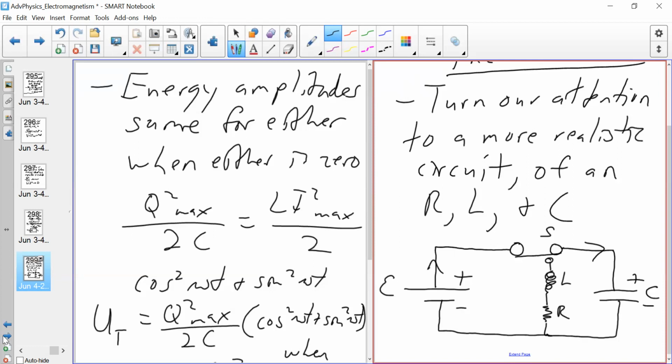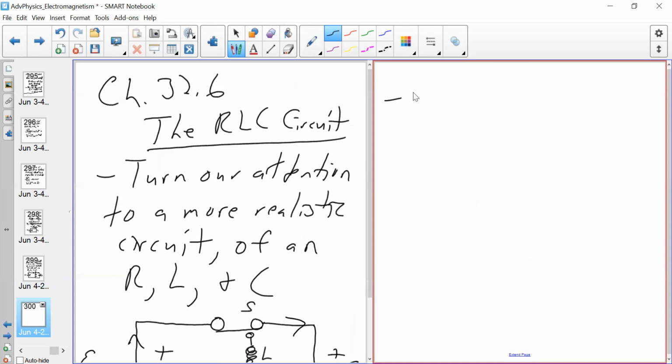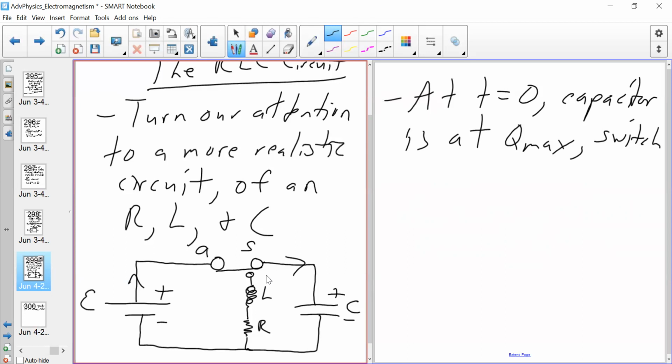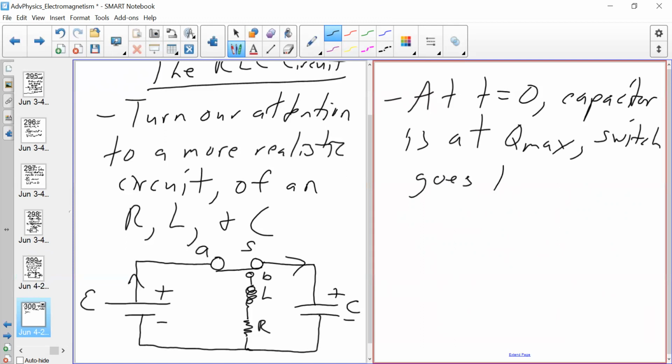Well, at t equals 0, the switch is flipped on. The capacitor is at maximum charge, Q max. And if the switch goes to B, okay, well, I didn't label those pieces. This is A, this is B. If the switch goes to junction B, our circuit will look something like this.